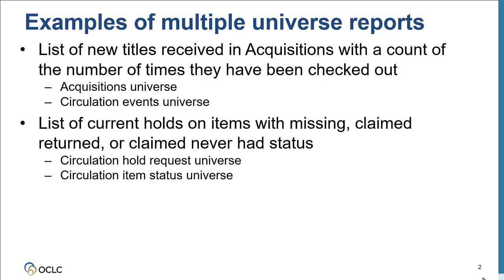If you want a list of new titles received in acquisitions with a count of the number of times they've been checked out, you would need to use the acquisitions universe and the circulation events universe. To get a list of current holds on items with missing, claimed returned, or claimed never had status, you could use the circulation hold request universe and the circulation item status universe.